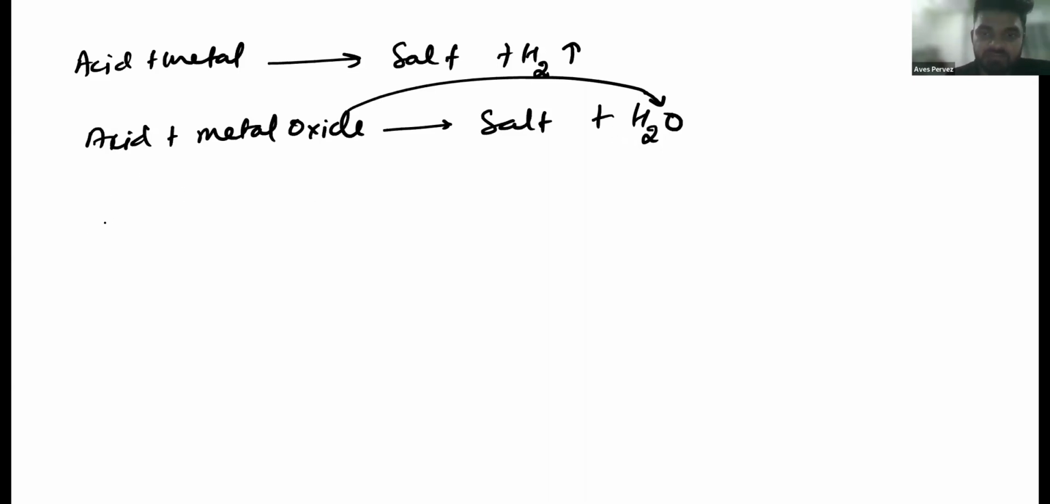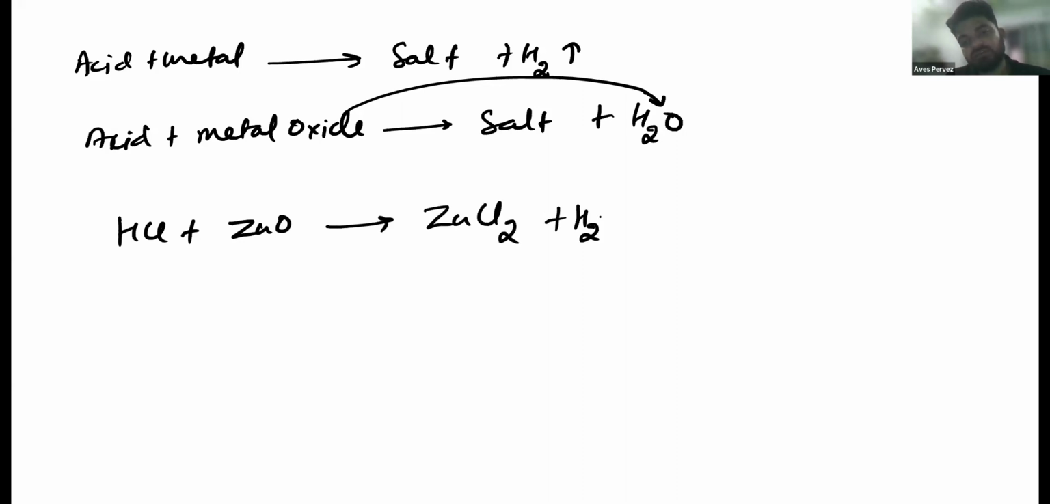For example, if I have an acid, HCl, reacting with ZnO, then it will give you ZnCl2 plus, instead of hydrogen, now it will be water. Okay. The formula will be written accordingly. This is Zn and this is Cl, so the formula will be written accordingly. ZnCl2. Okay. Now you understand?